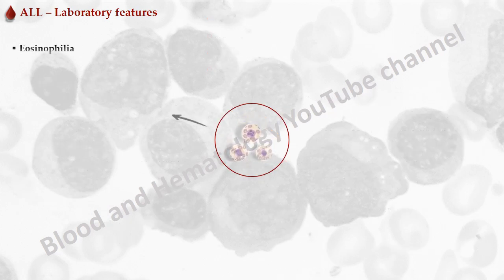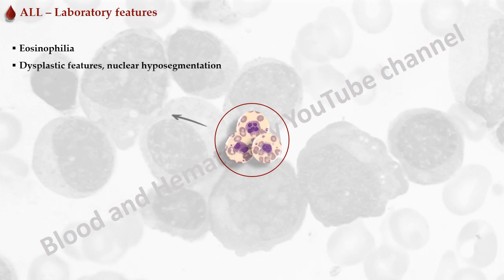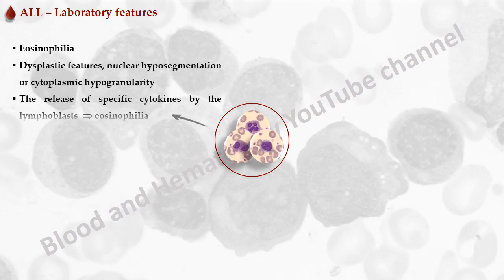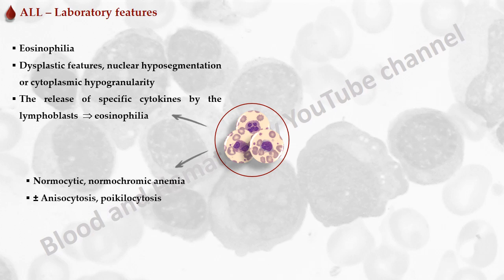In addition to neutropenia, it is fairly common to recognize eosinophilia, even quite marked eosinophilia, sometimes with moderately dysplastic features such as nuclear hyposegmentation or cytoplasmic hypogranularity. Eosinophilia in ALL is usually a reactive phenomenon, independent of the immunophenotype and induced by the release of specific cytokines by the lymphoblasts. Normocytic normochromic anemia is almost always present and can be severe.